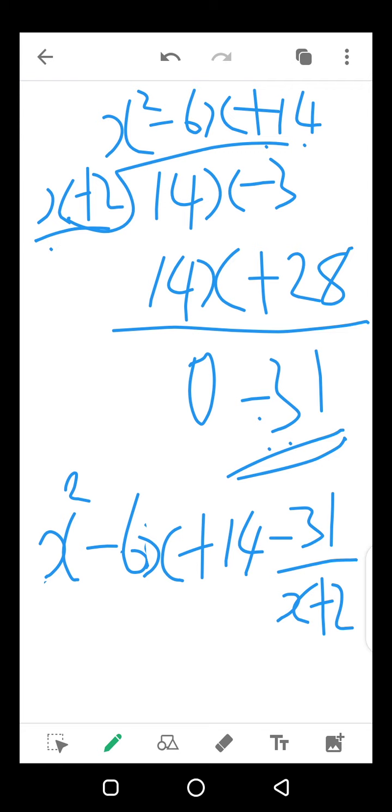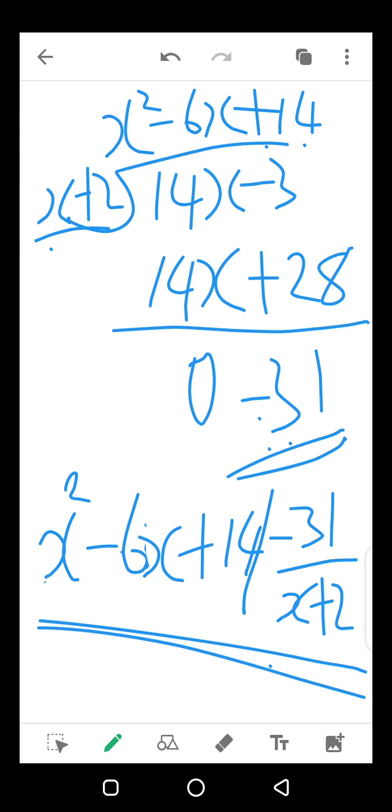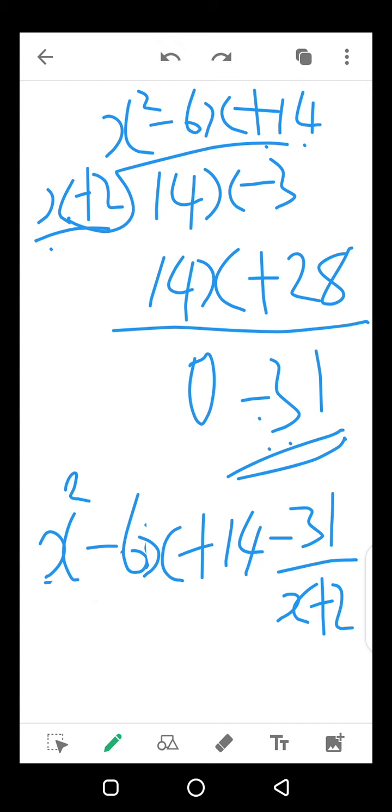If you like, you can evaluate this to simplify it further. We can also leave it this way. We can write it as the quotient, then the remainder, the one that is remaining. So this is the answer to this.